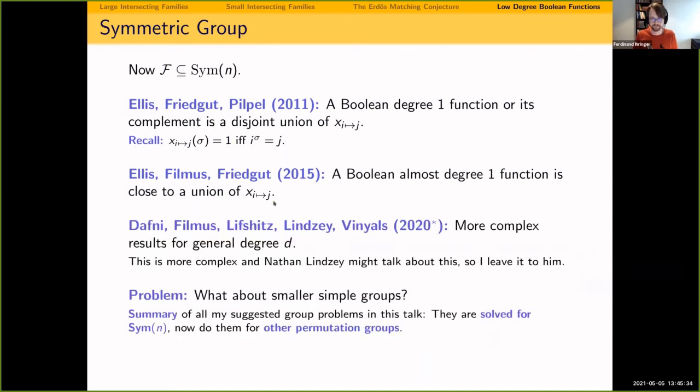Now, Nathan Lindzey, Yuval Filmus, and others did show very recently. Actually, he did not talk about this, so I can cross out the sentence here. That generally you have a degree D function in this context, you can have some kind of decision tree to describe the function in a certain way, or an almost degree D function. He talked about this in the algebraic combinatorics seminar. And yeah, so for the symmetric group, you also have the same list of results.